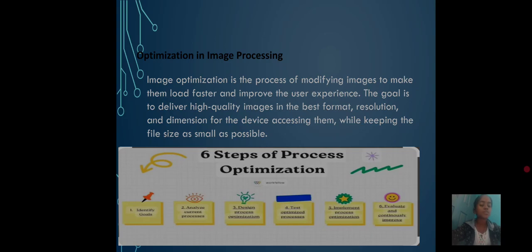Let's move into the next slide, that is the optimization of image processing. There are mainly six steps of image processing optimization. They are identify goals, analyze the current process, design process optimization, test the optimized process, implement process optimization, and the final one is evaluate and continuously improve. Image optimization is the process of modifying images to make them load faster and improve the user experience. The goal is to deliver high quality images in the best format, resolution and dimension for the devices accessing them, while keeping the file size as small as possible.